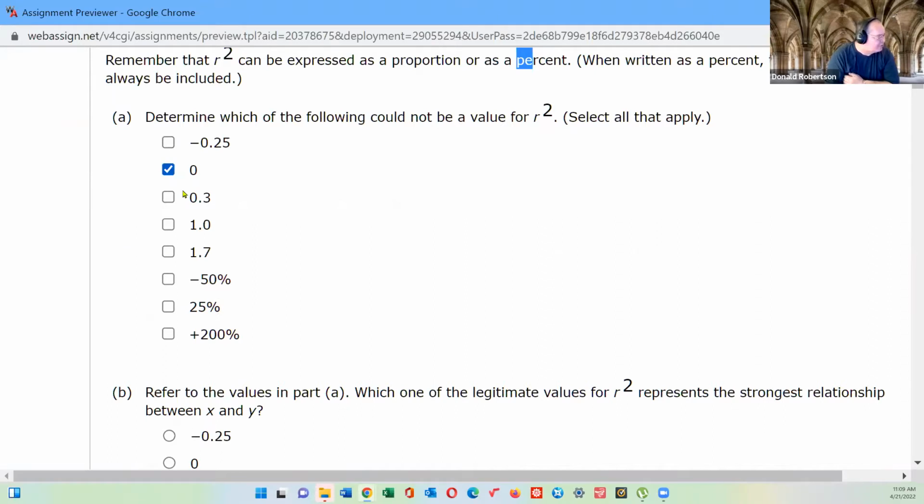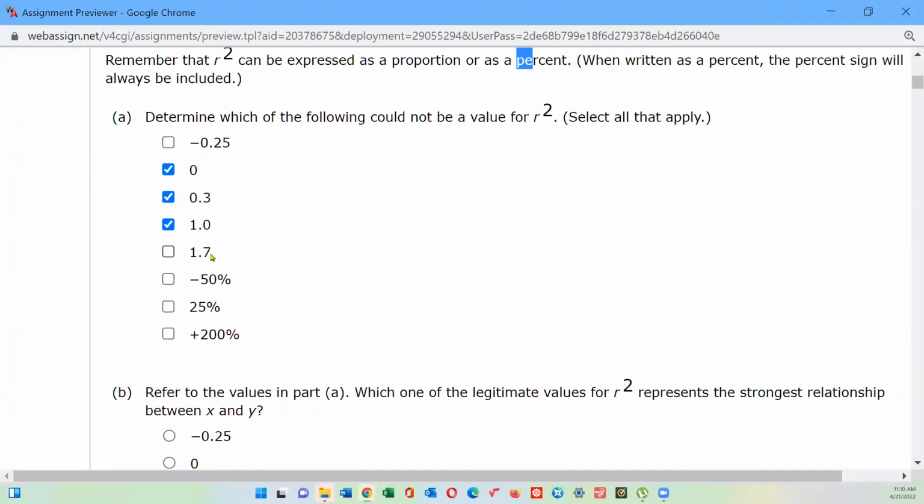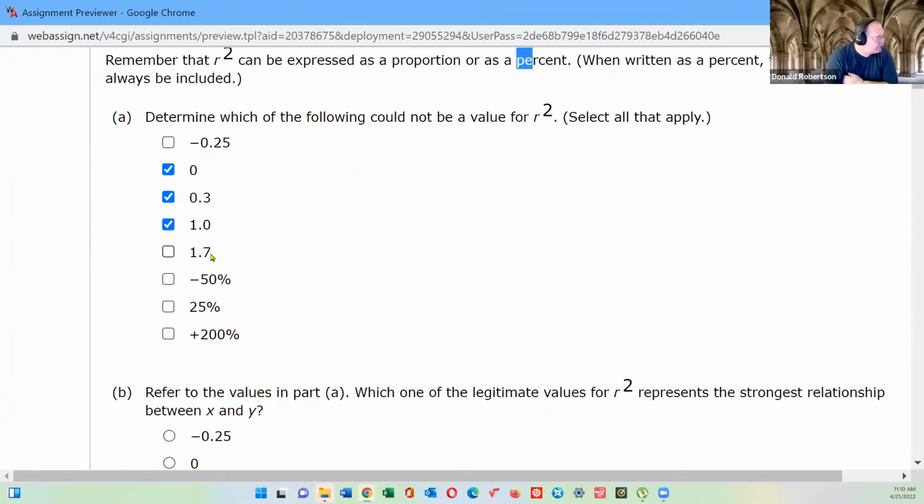Yes, you could get 0. Yes, you could get 0.3. And yes, you could get 1. Why can't you get 1.7? Why would that never happen? Well, you could get a number times itself that gives you 1.7, so it's not necessarily for that reason. I mean, 1.5 times 1.5 would get you 2.25. It's to do with the size of it. Could R squared be bigger than 1? No, because R can only get to 1, so that makes that a no.